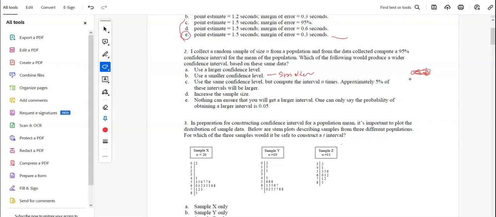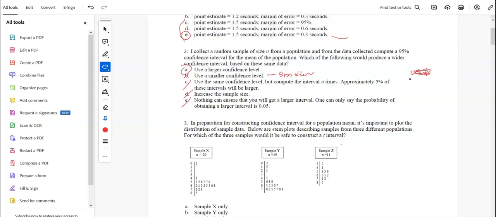Use the same confidence level, but compute the interval n times. Approximately 5% of those intervals would be larger. I'm just going to cross that one out. It doesn't jive with anything we've done. Increase the sample size. That actually is going to give you a smaller interval because you're going to have a better estimate. That's always good, which is not what we want. We want a wider interval. Nothing can assure that you would get a larger interval. One can only say the probability of obtaining a larger interval is 5%. I don't think that makes any sense.